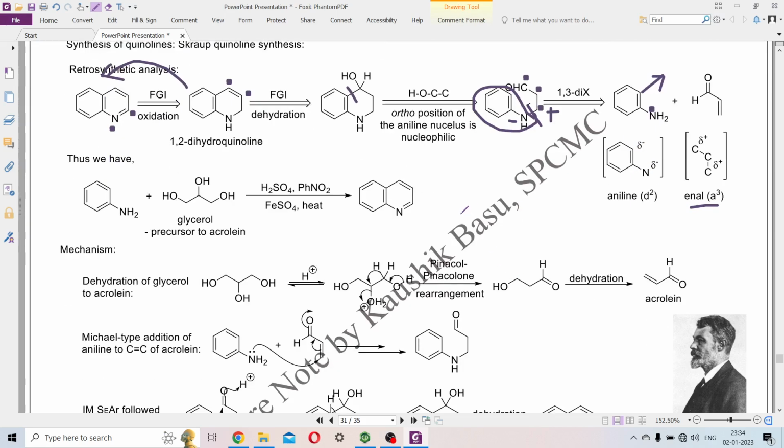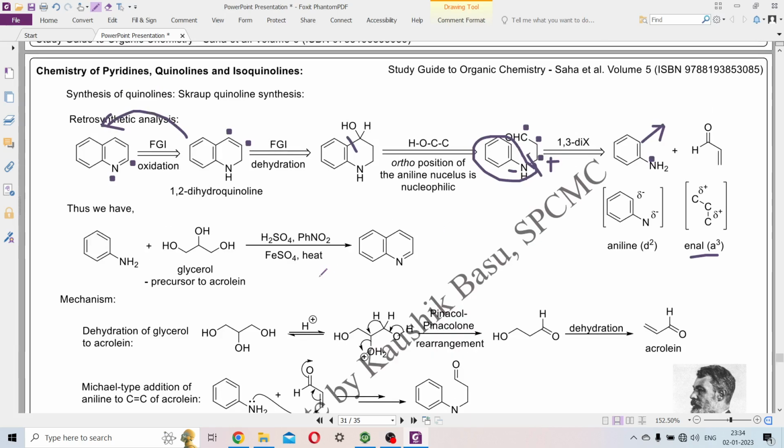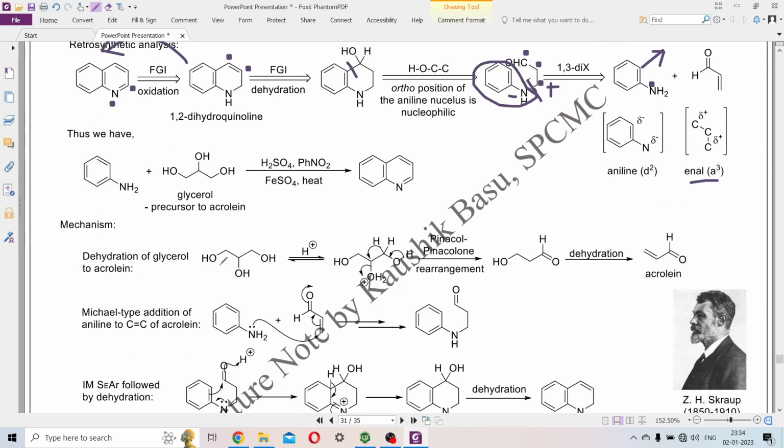Thus we have the Skraup quinoline synthesis, where glycerol is used as a precursor of this enal, that is acrolein. The reaction is done in the presence of sulfuric acid in nitrobenzene solvent. Ferrous sulfate is used for a special purpose, and this reaction is actually very vigorous and kind of difficult to control. So there are many steps.